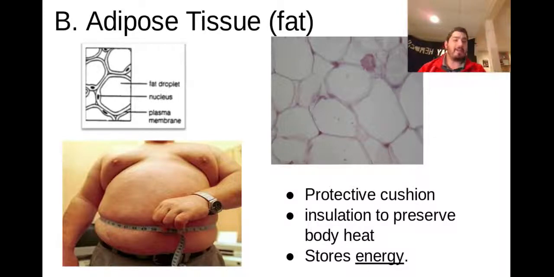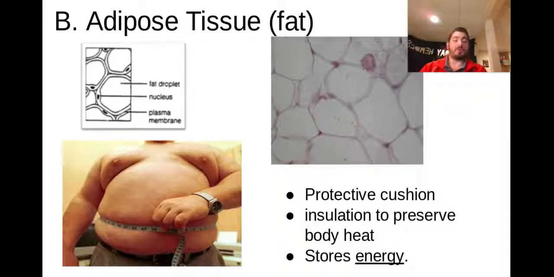So a protective cushion, right? It's important to have fat on your body because if you fall, you want to have a little cushion to protect your bones and your internal organs, which is really important. It insulates that body heat. Thinking about polar bears, right? Or any type of bear gets really fat before the winter so that they can hibernate and stay nice and warm. Same thing with whales and seals, right? They have all that blubber, which is a type of adipose tissue.